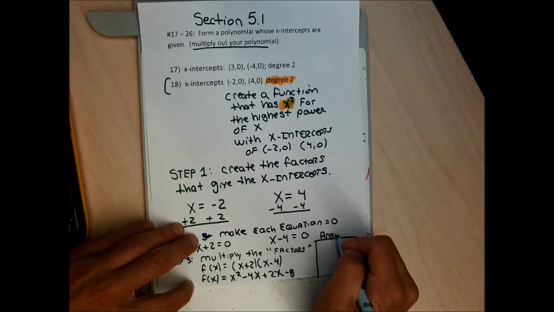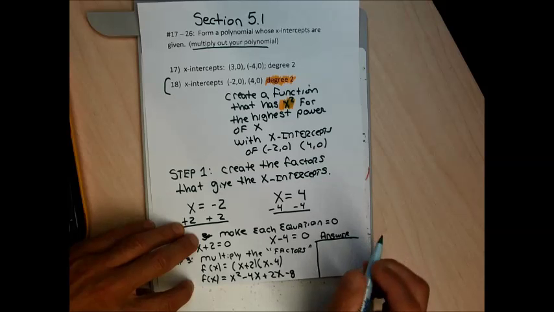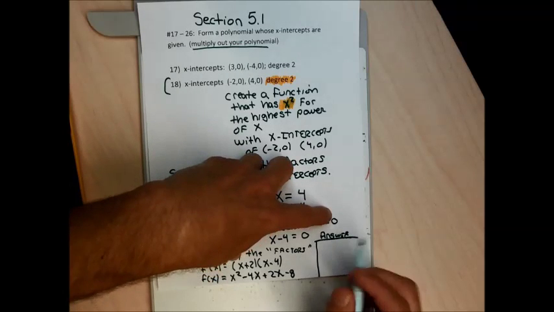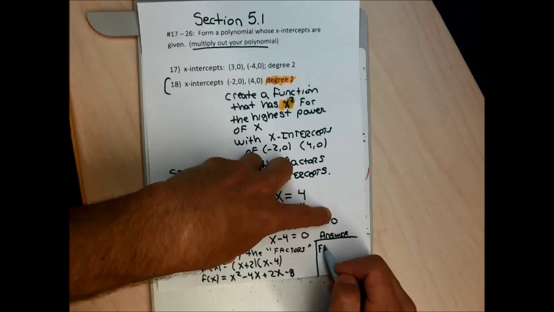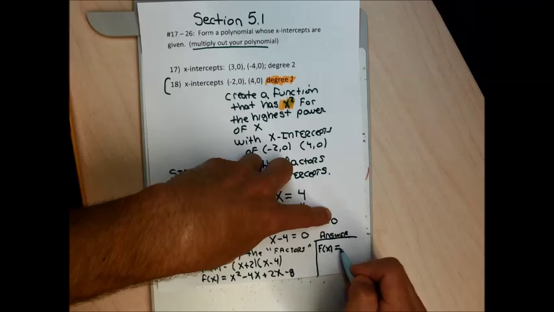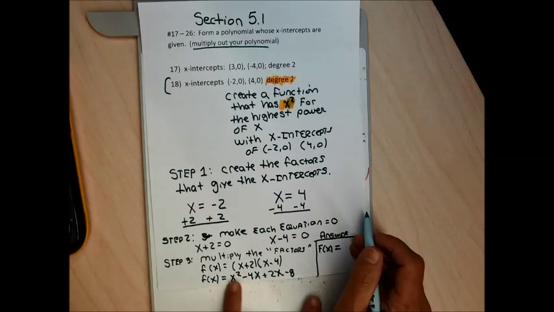The polynomial of degree 2 that has x-intercepts negative 2, 0 and 4, 0 is going to be f of x equals, and then I'm going to get x squared.